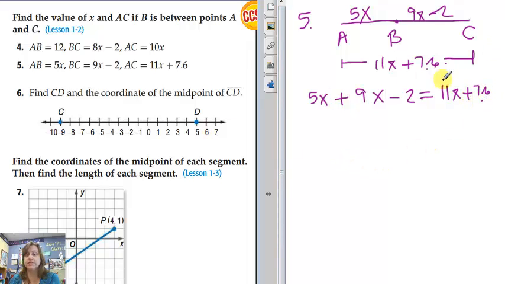Now, our algebra tells us we need to simplify both sides. Let's combine our 5x's and our 9x's to make 14x. Bring down that negative 2, and let's bring everything down from the other side.